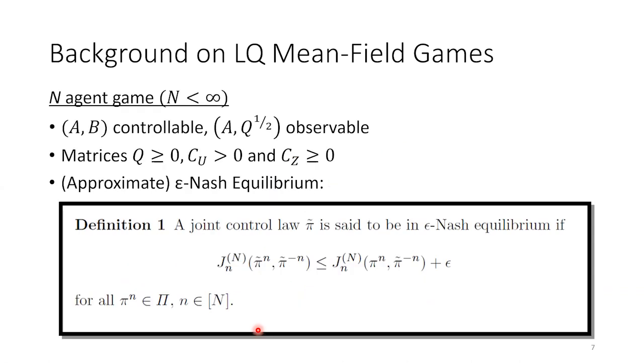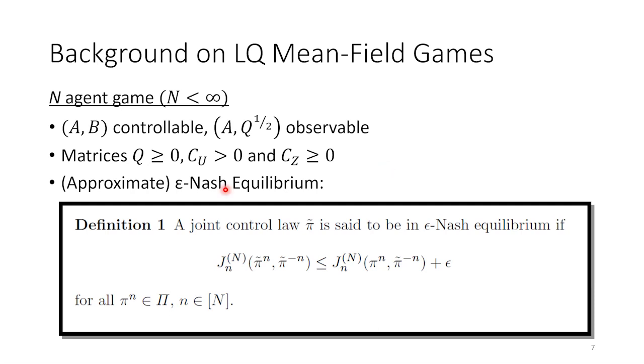So moving on, still in the n-agent game, we assume that the pair (A, B) is controllable, and (A, square root of Q) is observable. These are pretty standard conditions in linear quadratic systems. And then matrices Q and C_Z are assumed to be positive semi-definite, and C_U is assumed to be positive definite. These two conditions are pretty standard, and basically they assure the well-posedness of the problem.